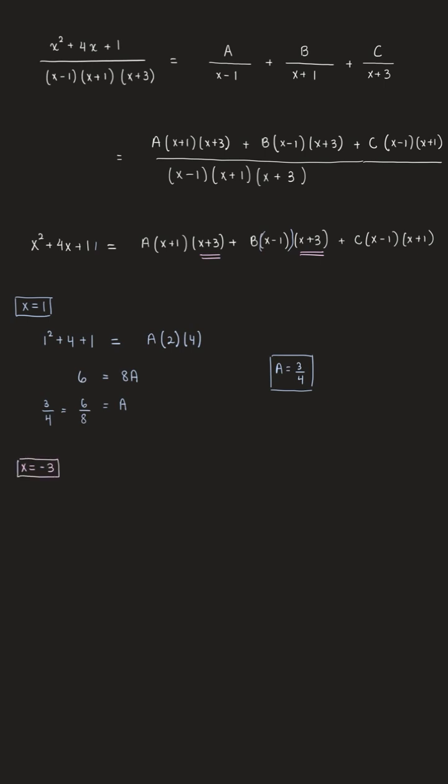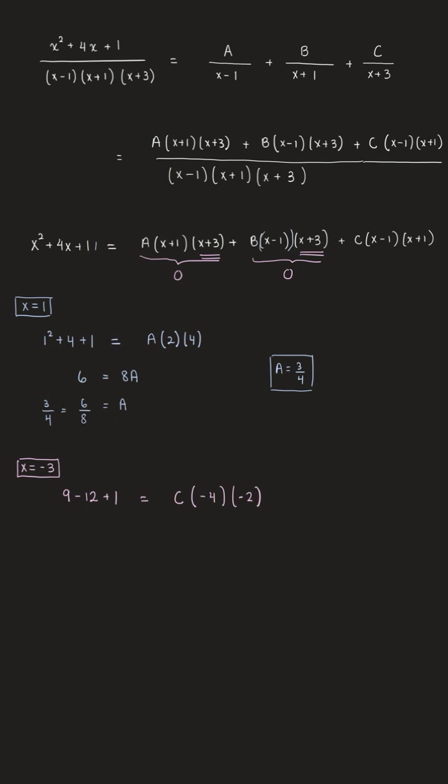On the left, -3 squared is 9. We have 9 minus 4 times -3 is 12, plus 1. On the right, the first term will be 0 because -3 plus 3 is 0. The second term will be 0 for the same reason. And the third term is going to be c times -3 minus 1, which is -4, and -3 plus 1 is -2.